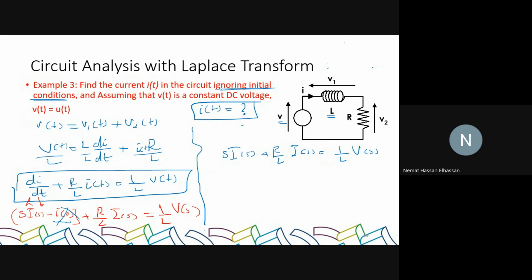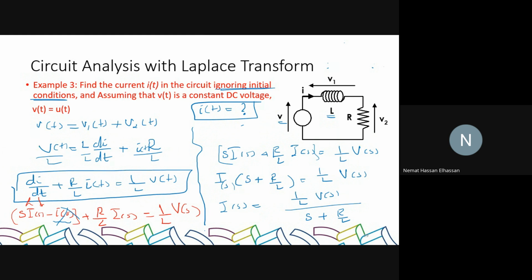Now can I solve for I? Can you isolate I and say that I is equal to so-and-so? How do we do that? From the left side of the equation, take I of s as a common factor. We have I of s times what? s plus R over L equal to 1 over L V of s, and this means that I of s is equal to 1 over L V of s divided by s plus R over L, right?